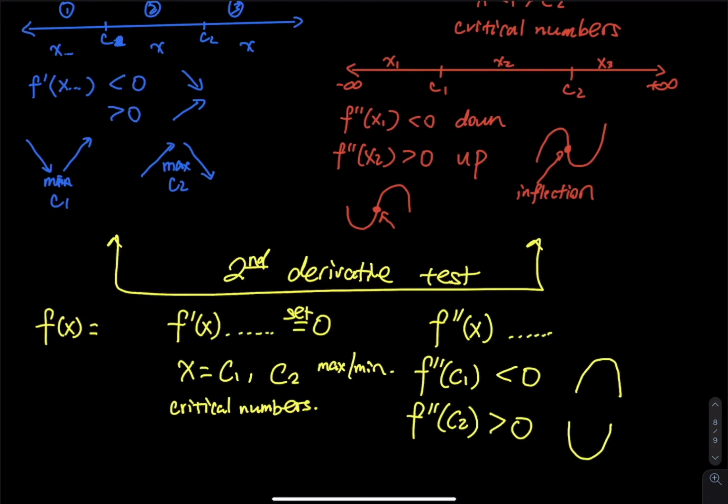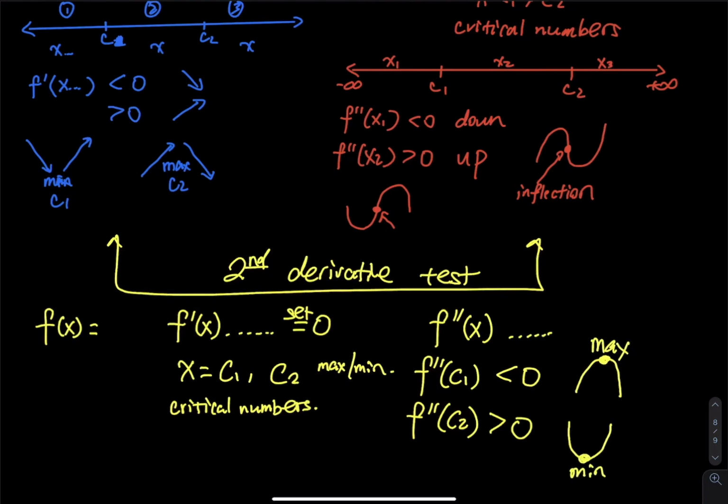Oh, look at the f double prime. You have a concave down, right? The parabola is facing down. Facing down, is this point supposed to be a max or a min? This point is supposed to be a max. Concave up, then this point is supposed to be a min.